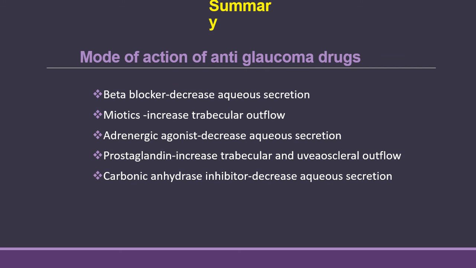So the mode of action of various anti-glaucoma drugs: beta blockers decrease aqueous secretion, miotics increase the trabecular outflow, adrenergic agonists decrease the aqueous secretion and also act on the uveoscleral outflow. Then PG analogs cause an increase in the trabecular and uveoscleral outflow. Carbonic anhydrase inhibitors cause a decrease in the aqueous secretion.